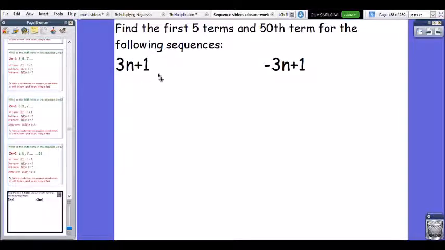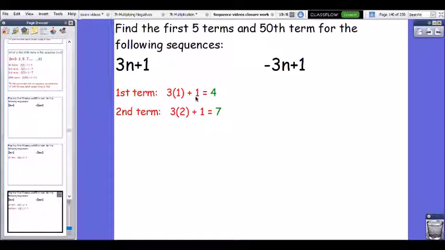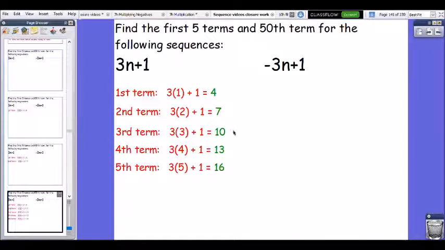So 3n plus 1. So I know it's the 3 times tables with 1 added on. Okay, so my first term will be 3 lots of 1 add 1 because I'm swapping n with the term number I'm trying to find. So 3 lots of 1 is 3, add 1 gives me 4. To find my second term, I'm swapping n with 2, so I'm doing 3 lots of 2, add 1, and that gives me 7. Okay, I'm going to carry on that process to find the first 5 terms.